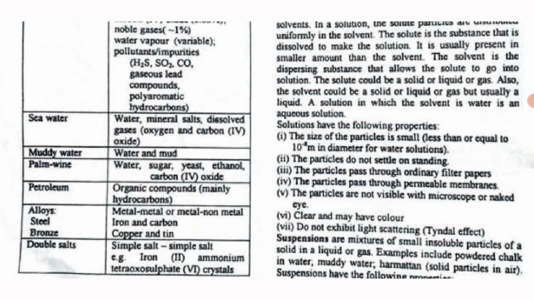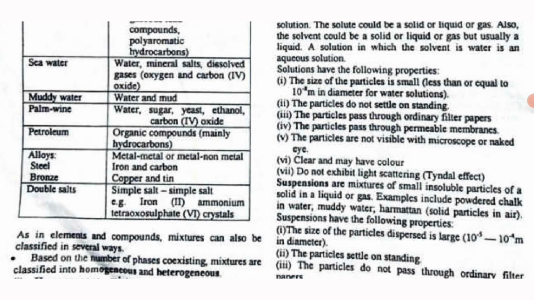Most times, even when it comes to writing chemical equations, you always see in brackets, lowercase, aq. That means aqueous, and aqueous simply means water is involved. It is a solution in which the solvent is water. Now, solutions have the following properties. Number one, the size of the particles is small, less than or equal to 10 to the power minus 8 meter in diameter. For water solutions, they do not settle on standing.